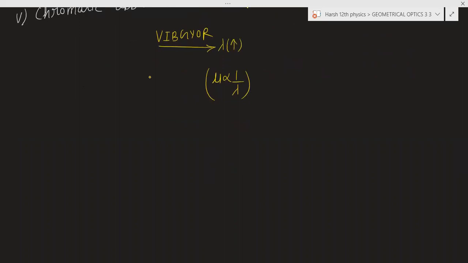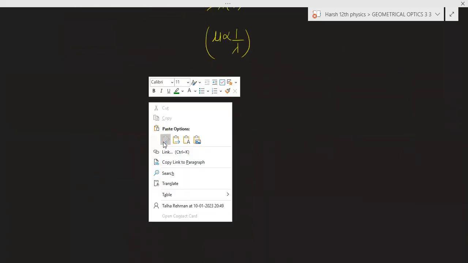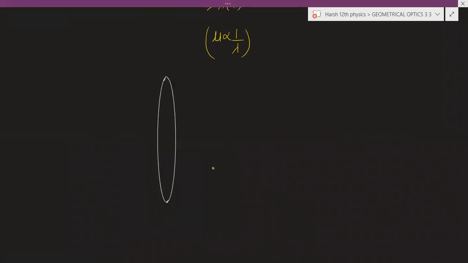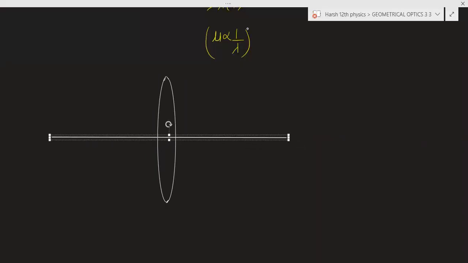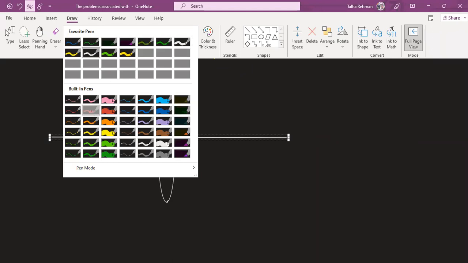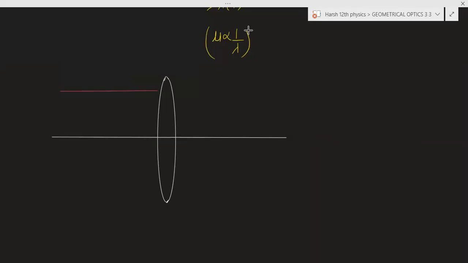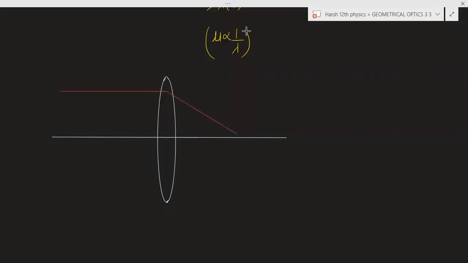If you have this lens and rays are coming, we know that white light is made up of 7 colors, VIBGYOR. So actually, different colors will refract differently. If you are taking the red color, the focus of the red light after refraction will meet here.